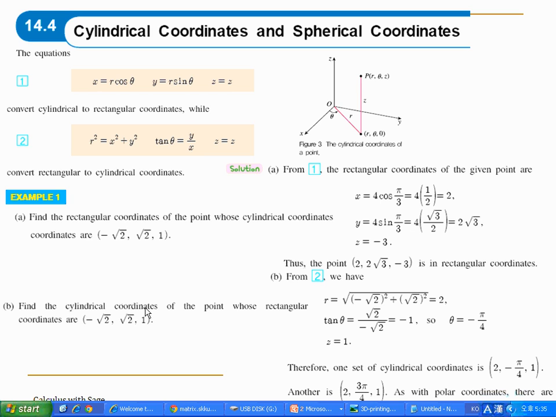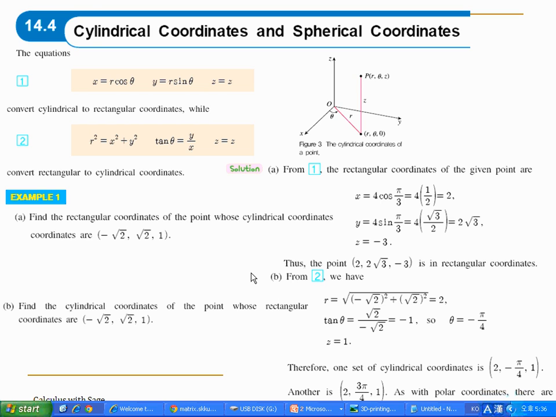And find the cylindrical coordinate of the point whose rectangular coordinate is minus square root 2, root 2, and 1. r is the square root of x squared plus y squared, which is the square root of minus root 2 squared plus root 2 squared, which is equal to 2. And tangent theta is y over x, so root 2 over minus root 2, which is minus 1, which says theta is equal to minus pi over 4, and z is equal to 1. So the answer is 2, minus pi over 4, and 1.